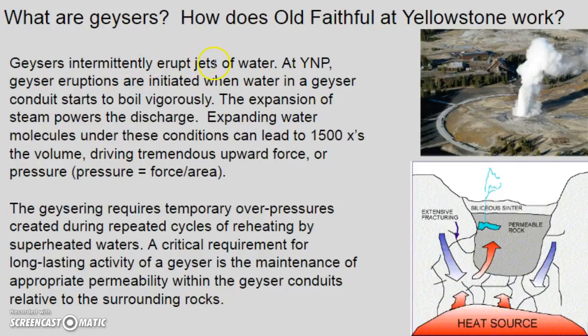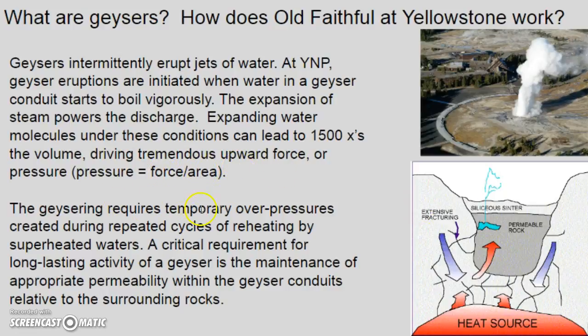Well, geysers intermittently erupt jets of water. At Yellowstone National Park, geyser eruptions are initiated when water in a geyser conduit starts to boil vigorously. The expansion of the steam powers the discharge. Expanding water molecules under these conditions leads to about 1,500 times the volume, driving tremendous upward force, or pressure in this case, right? Pressure is simply a force divided by an area.